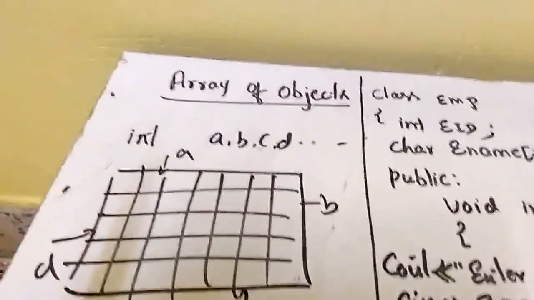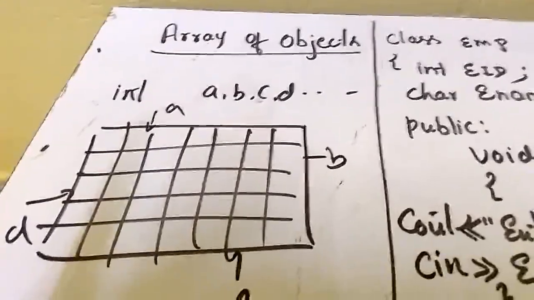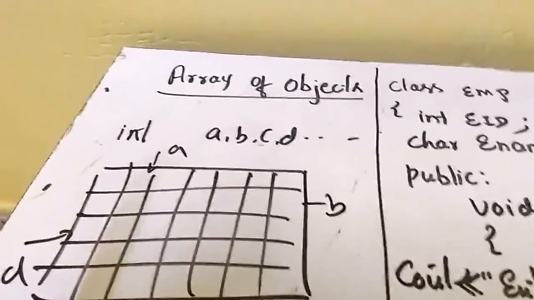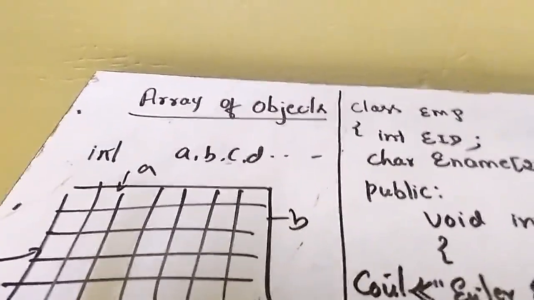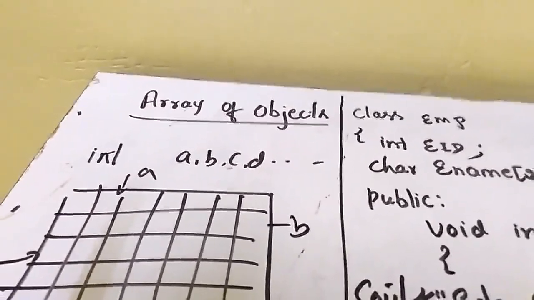Now the next concept is array of objects. You know the purpose of array. Arrays are used to store same type of data in continuous memory locations, isn't it? Let us consider an example.